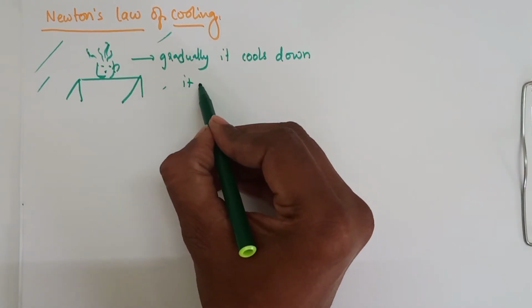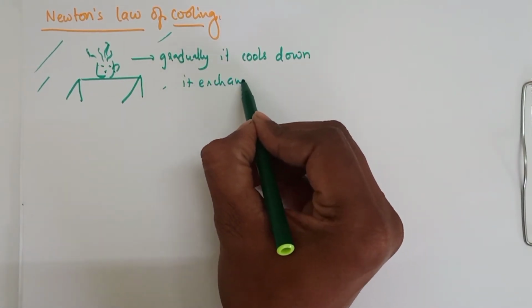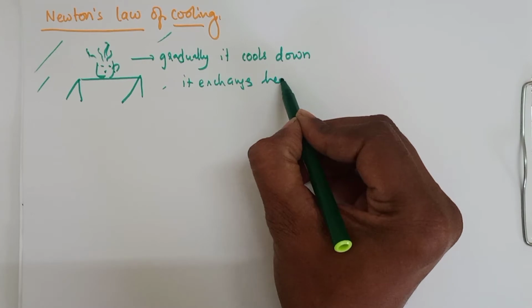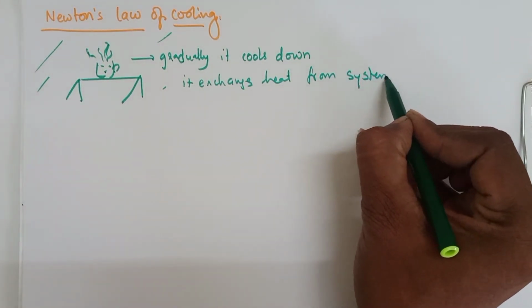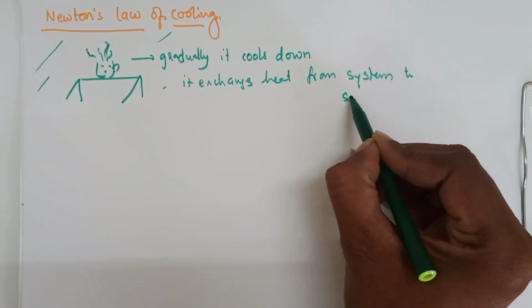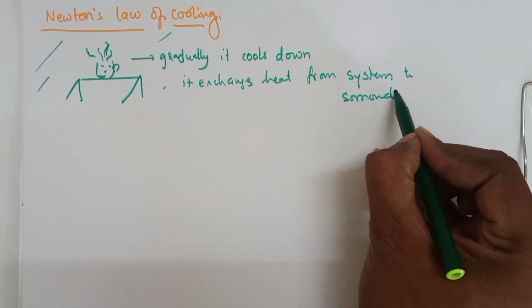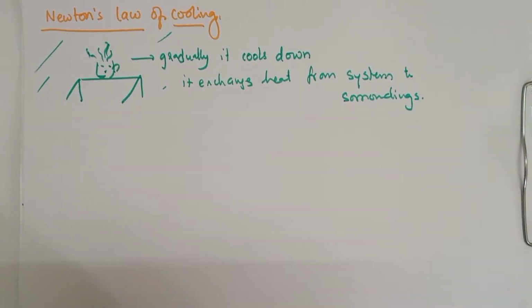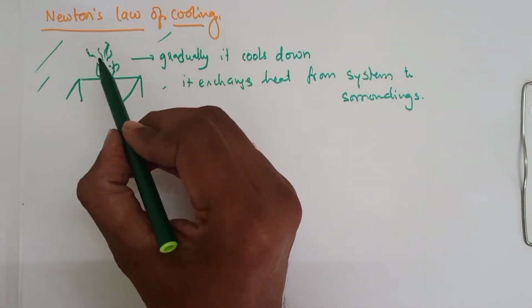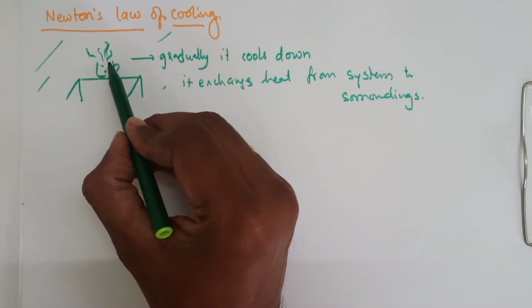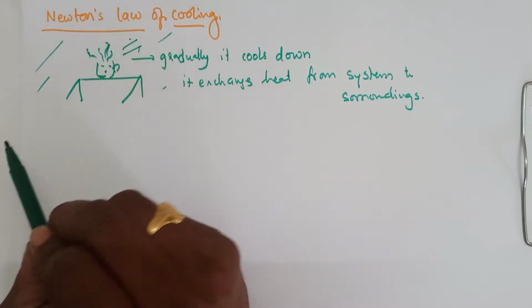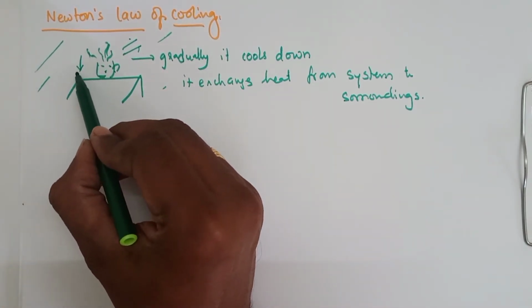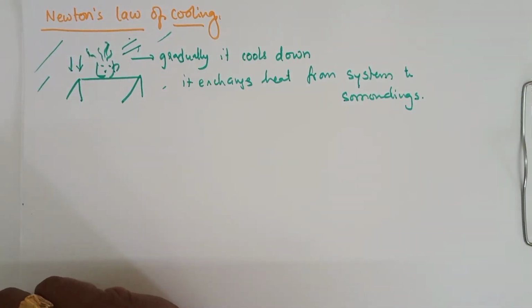It exchanges heat from system to surroundings or surroundings to system, right? Now here what is happening? The heat is lost and given to the surroundings, so the temperature will fall down gradually, right?